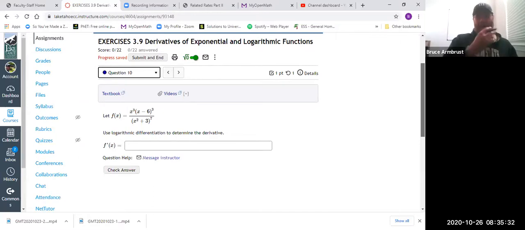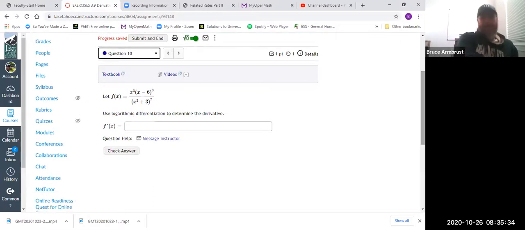We've got f of x equals x cubed times (x minus 6) cubed, divided by (x squared plus 3) to the 7. Now this does say use logarithmic differentiation. However, we don't need to. We could definitely do this just with regular old differentiation, but it would require the quotient rule. You see the division, so it's going to require the quotient rule.